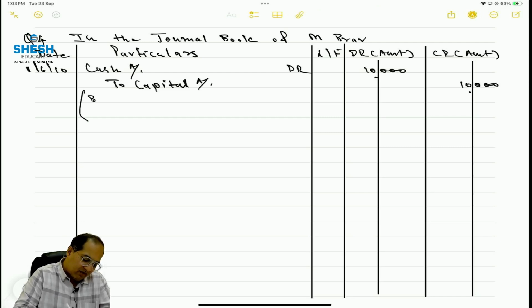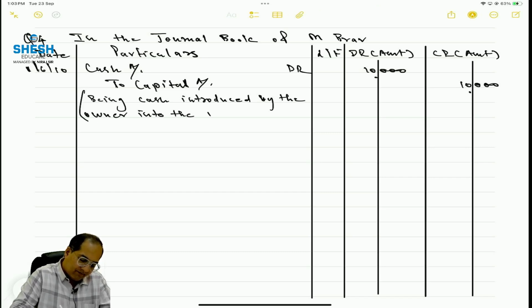What will we write in the narration? The same: being cash introduced by the owner into the business as capital recorded.